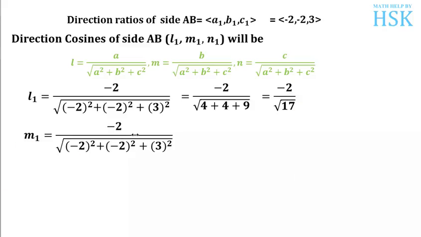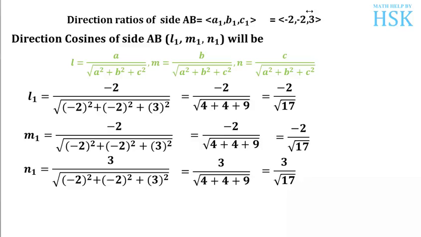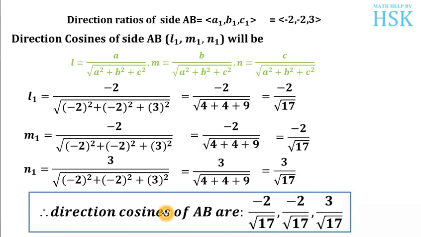Similarly, m1 will be equal to minus 2 upon the square root of 17. You can see the denominator is going to remain the same, only the numerator is going to change, and here the b1 is equal to minus 2, so we are going to get minus 2 here, and similarly n1 is equal to 3 upon the square root of 17. Therefore the direction cosines of the side AB are minus 2 upon root 17, minus 2 upon root 17 and 3 upon root 17.